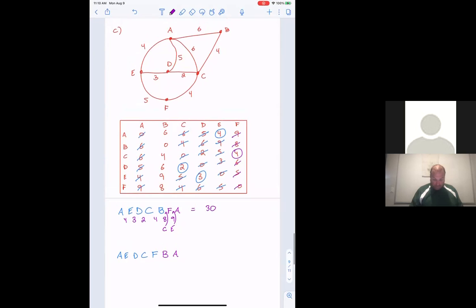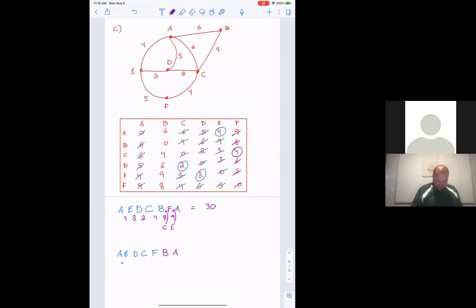And the other one, A to E is 4, E to D is 3, D to C is 2. Now C to F is 4. F to B is 8, going through C. And then B to A is 6. And this gives us 7, 9, 13, 21. That's an upper bound of 27.